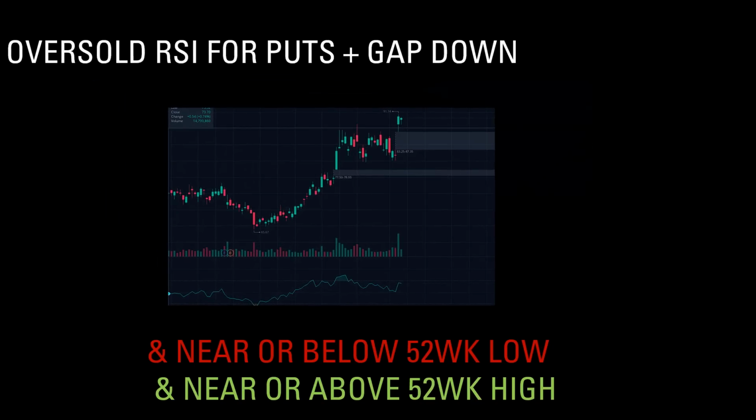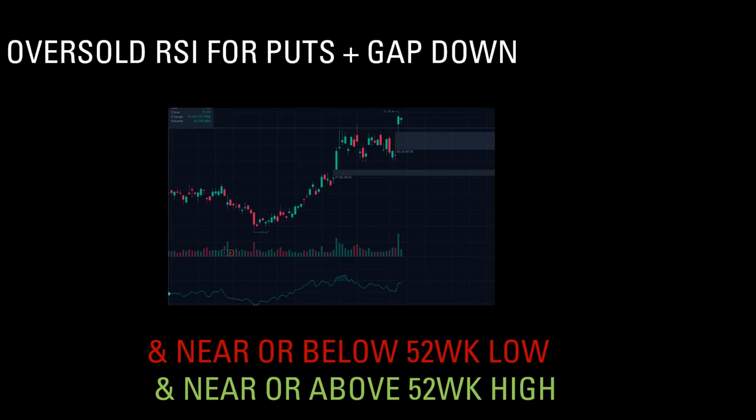Oversold RSI for puts plus gap down, as you see here in this image. Right here, it got a little bit oversold. Actually, a lot oversold. And you can tell it's naturally trying to come down to this gap to fill. But now we got a gappity gap, double gap. So this one's looking very good for a nice put play. This is, I think, GBio. So yeah, that's basically it.